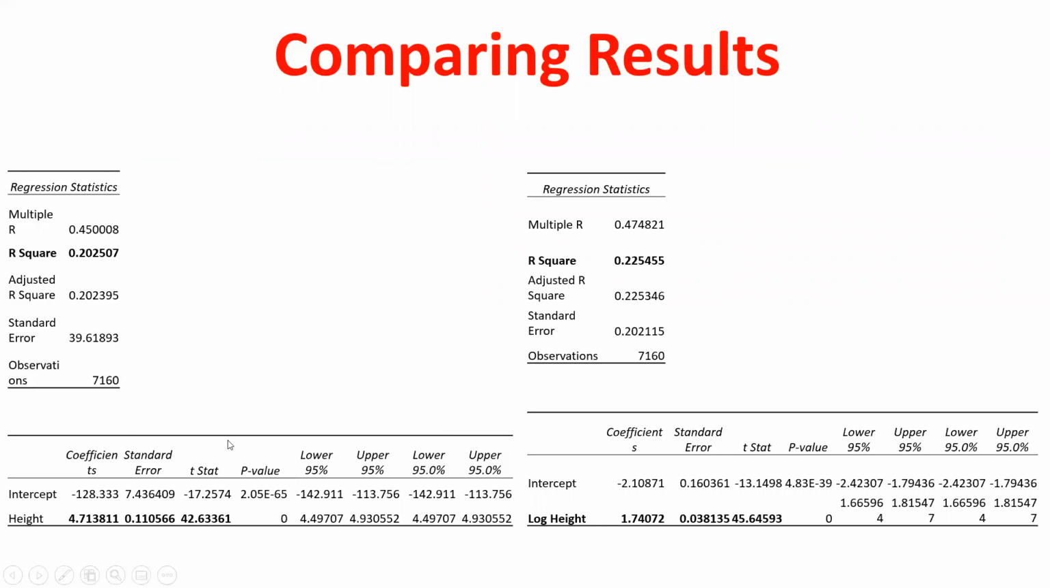So if I run that regression, here was the basic one, where I didn't take the natural log. The impact of being 1 inch taller in height predicted that someone was 4.7 pounds heavier. Well, now if I use the log-log specification, if someone is 1% taller, we would predict their weight would go up by 1.7%. So that's the difference in interpretation here.